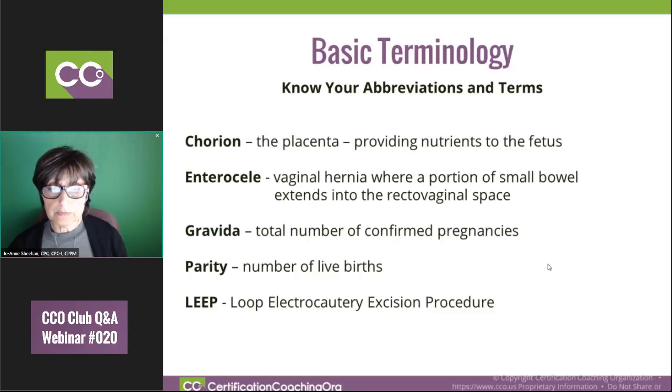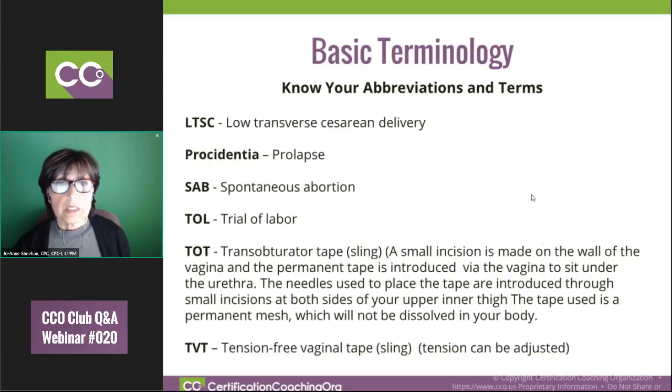And you will see that a lot in OBGYN. And LEEP, very common. I have a lot of family practices that I code for, and a lot of the doctors do colposcopies, and they'll do the LEEP procedure, which is the loop electrosurgical excision procedure. We have the LTCS, which is low transverse cesarean delivery, procidentia, which is prolapse, SAB is a spontaneous abortion or miscarriage. A TOL is a trial of labor. A TOT is a transobturator tape, which is a sling.